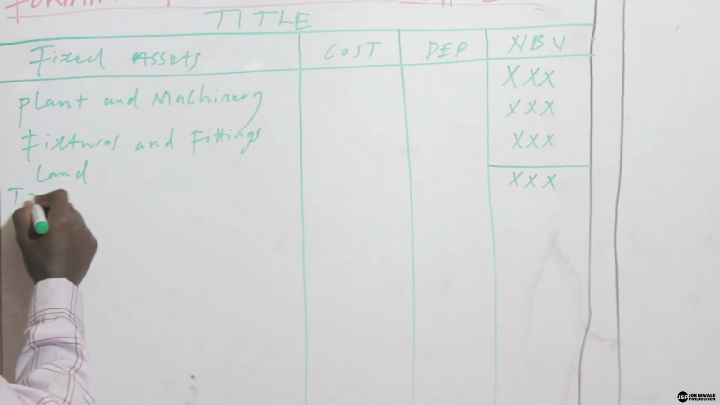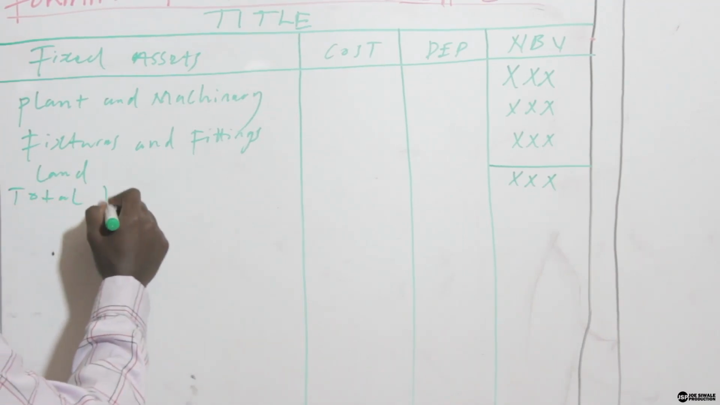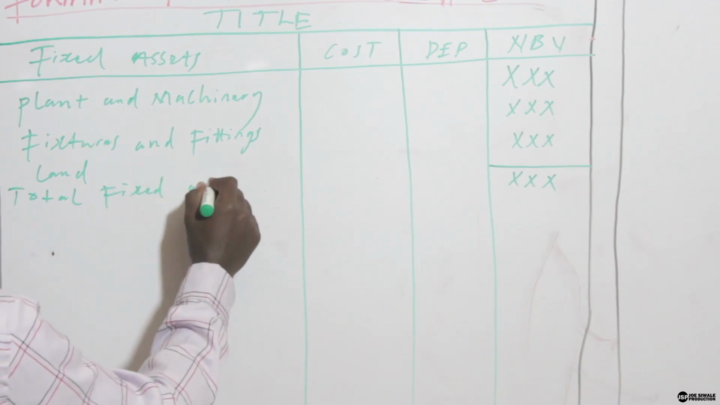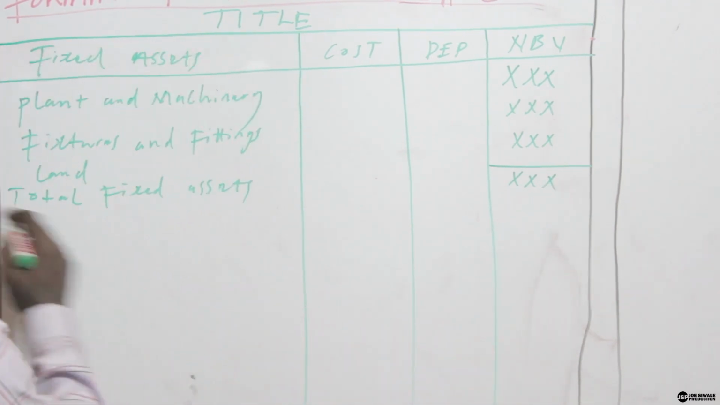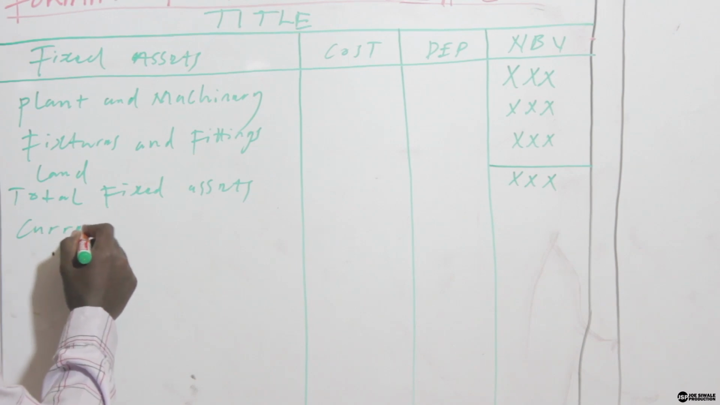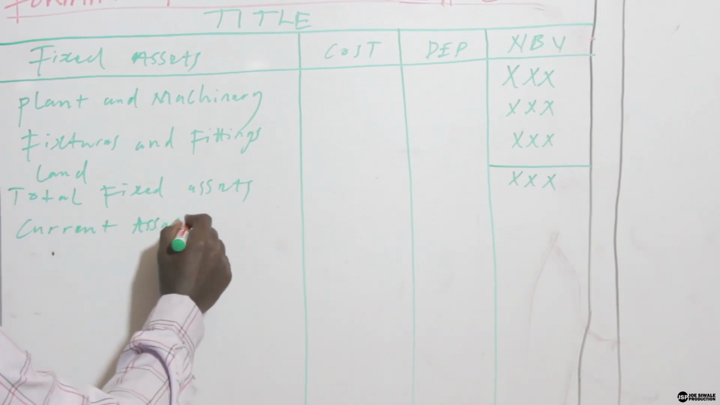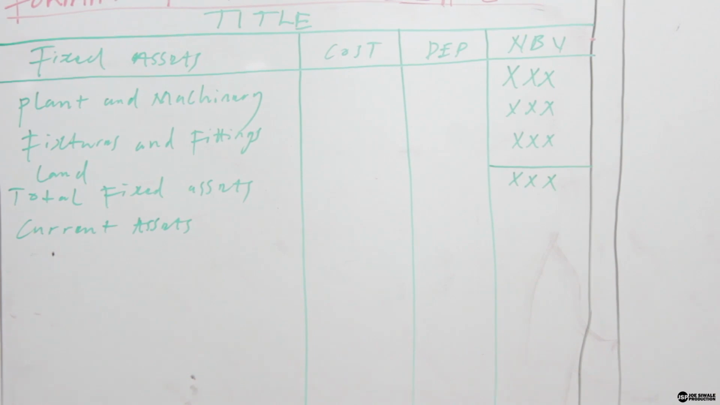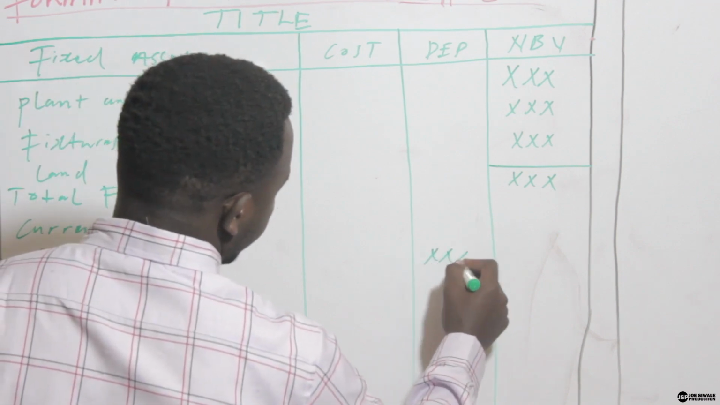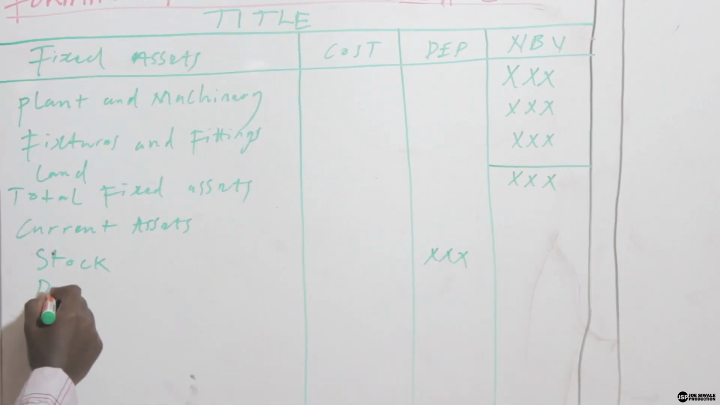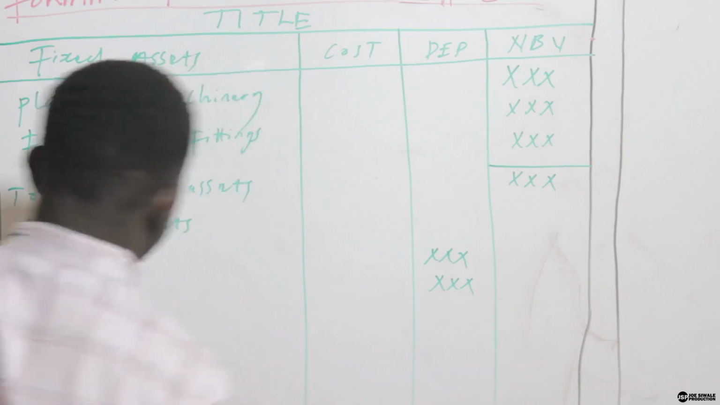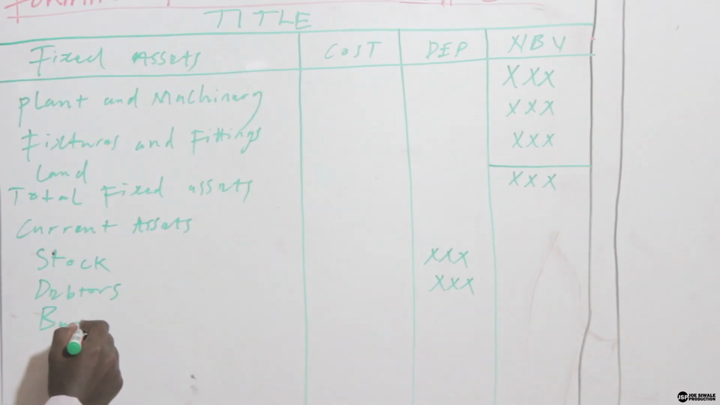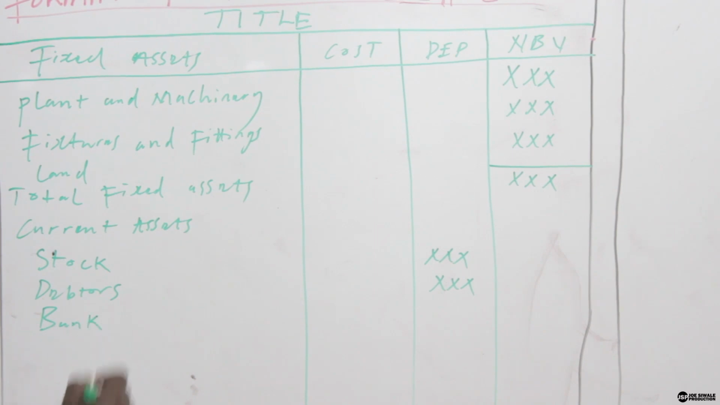So we can say total fixed assets. So this is the amount of our total fixed assets. Then we can say current assets. And for current assets here, we know we have stock. And stock, we mean closing stock. So we're going to put our stock here. Then we also have debtors. So for debtors, we put here. Then we have bank, which is cash at bank.